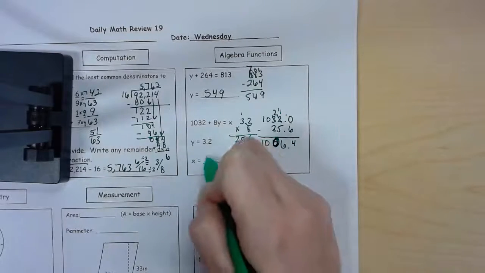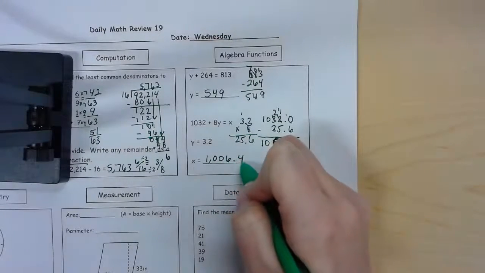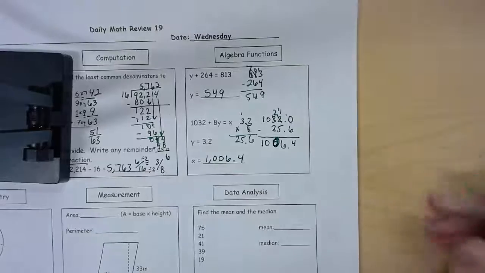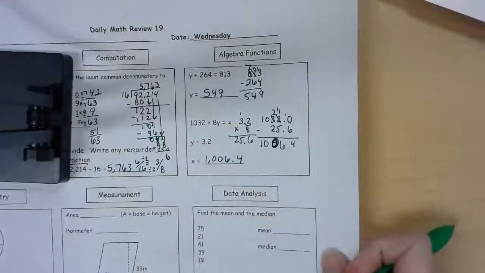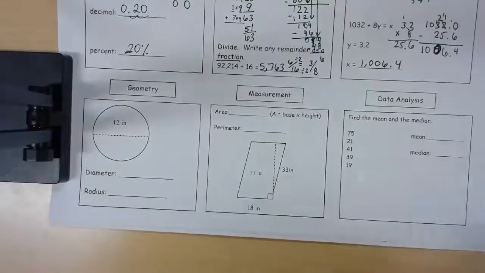And 2 minus 2 is not 5, it's 0. 1006 and 4/10. So to be clear, the answer is 1006.4. Okay? So that's where we are with the algebra box. Sorry about that confusion there. Although to you it was only a split second, to me it was like 5 minutes.